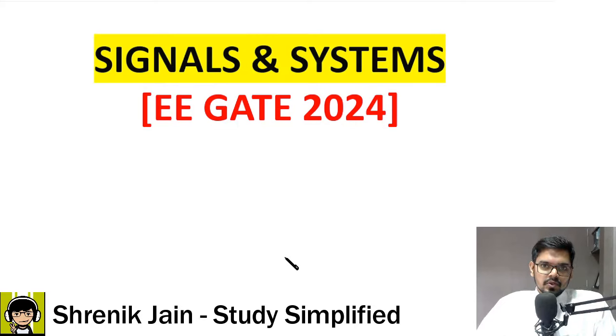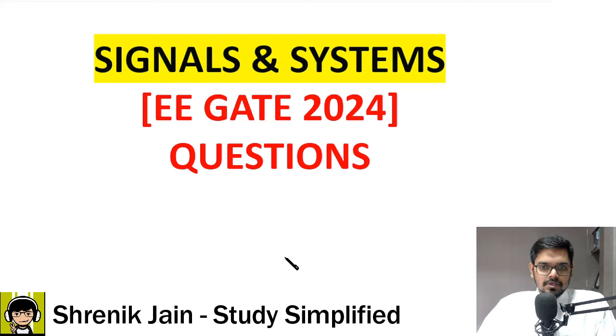So in today's class, we are going to solve signal and system previous year questions. These questions were asked in the GATE Electrical 2024 paper. First of all, I will give you all the questions so that you can try by yourself, and then you look at my solutions with tricks and techniques.